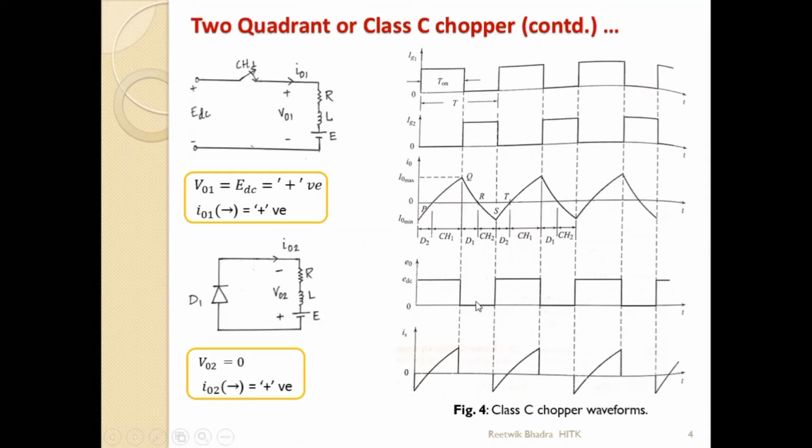So class A chopper studied. See, class A means positive current, positive voltage. If you do the average value of positive voltage and 0, you will get a positive value. Positive current: do the average, you will get a positive current itself. So positive current, positive voltage. That means class A operation. When CH1 is on and D1 is on, we will have class A operation.